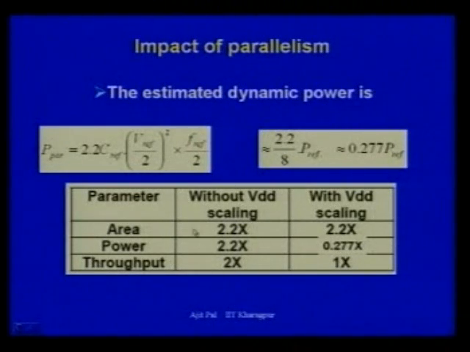That means without supply voltage scaling, you could have improved the performance. This is parallelism for higher performance. You could have increased the throughput by 2, but in that case power dissipation will be 2.2 times the original case. But here what are we doing? We are doing parallelism for low power. So power dissipation is reduced to 0.227. So a significant reduction in power dissipation is taking place here.